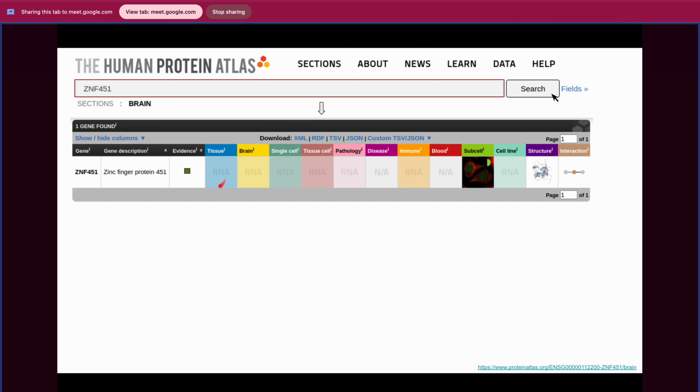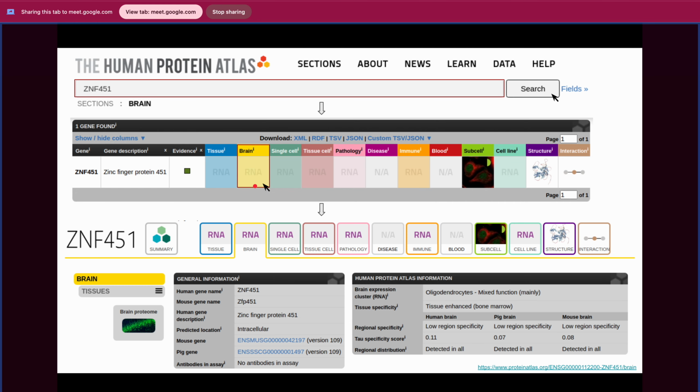Here RNA is written, which means that for these tissue sections or the brain section, single cell, for all these sections, they have the RNA-seq data information, not the protein information. Similarly, structure and interaction information is also available. If I want to find whether this gene is expressed in brain or not, I can simply click on this particular brain section and it will tell me the information about the brain.